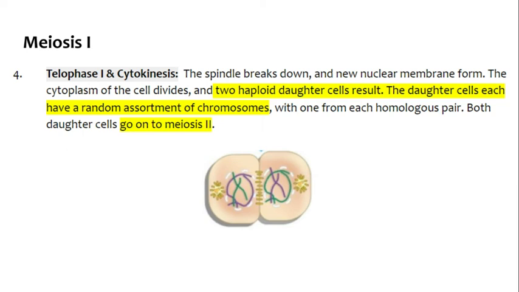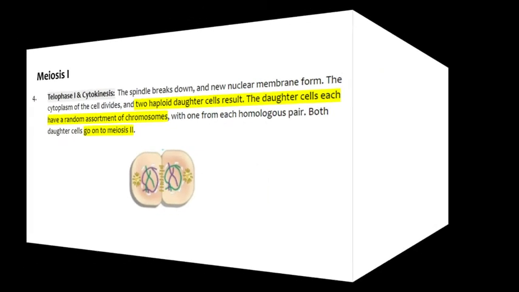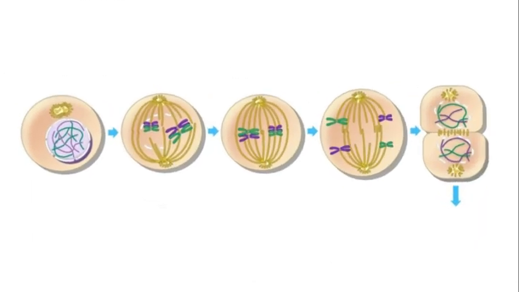And then telophase and cytokinesis, same thing. The spindle breaks down, a new nuclear membrane reforms, the cytoplasm divides, and you get 2 haploid daughter cells. They have a random assortment of chromosomes with one from each homologous pair, and then the cells will move on into meiosis 2. So meiosis 1 is the separation of the homologous pairs.